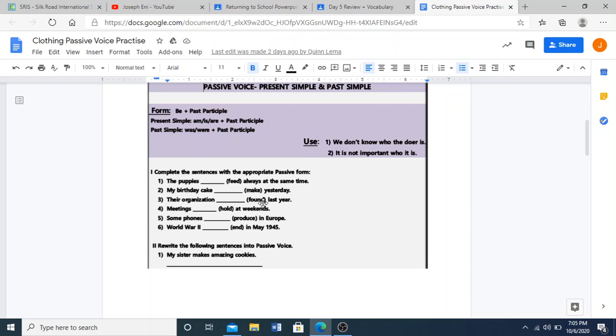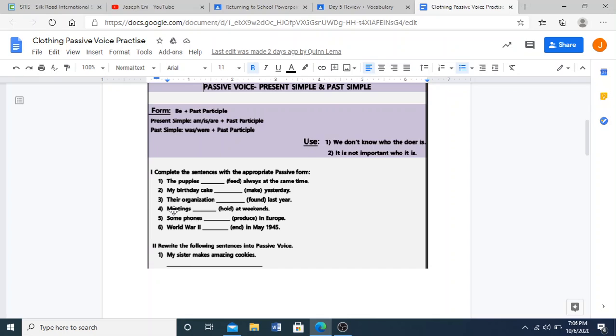Okay, so how did it go? How did it go with doing the work? Okay, the first one is: the puppies are fed always at the same time. The second one, my birthday cake, and from here you can see that it's yesterday. So therefore, this is going to be a past simple. And for past simple, we use singular words, plural words. So my birthday cake was made yesterday. My birthday cake was made. The past participle of make is made.